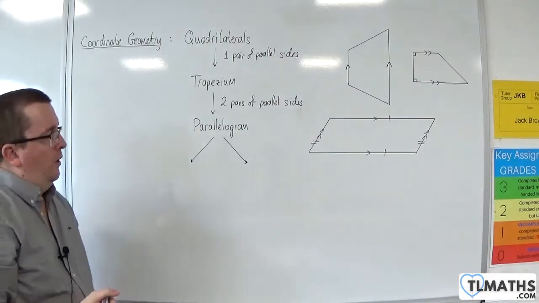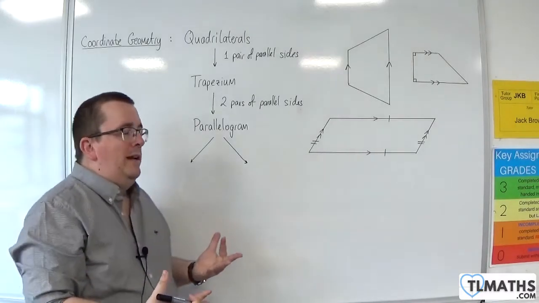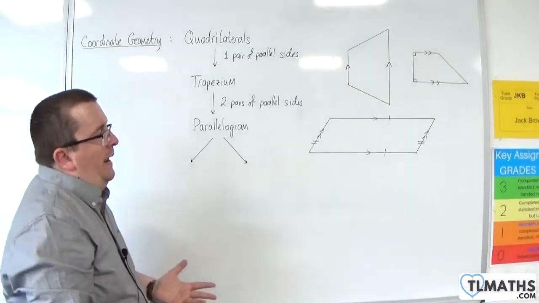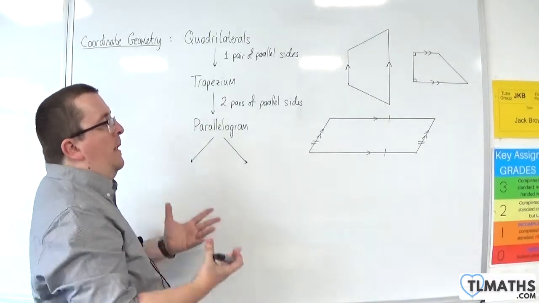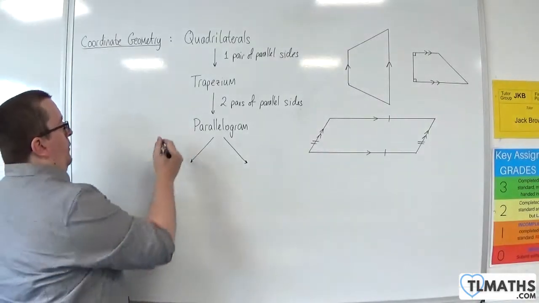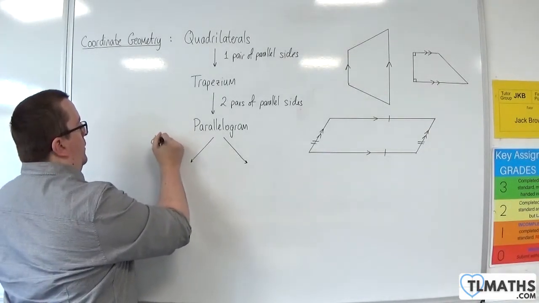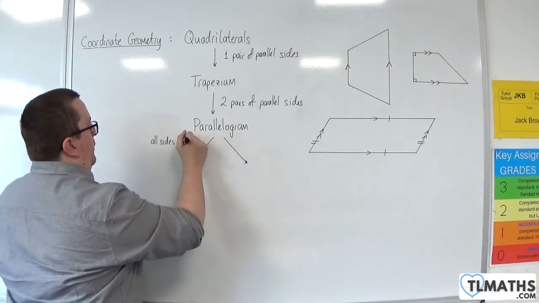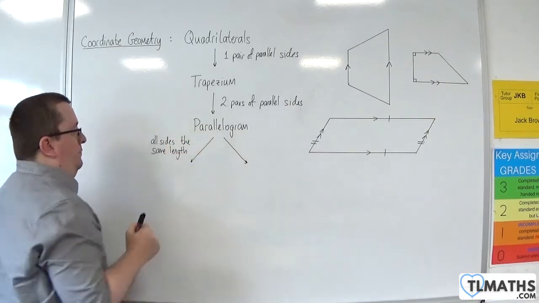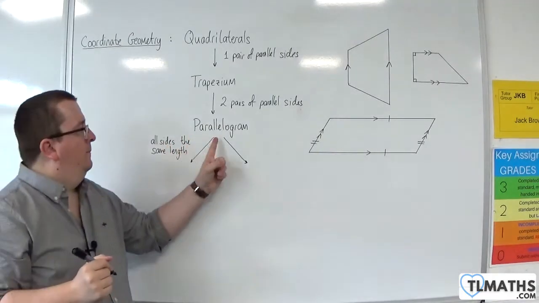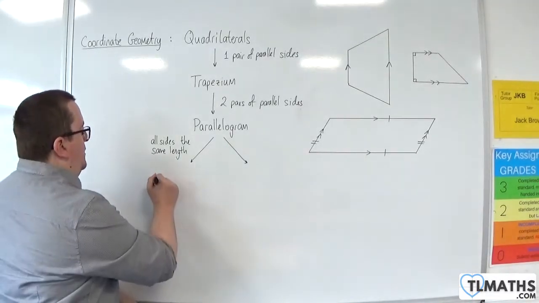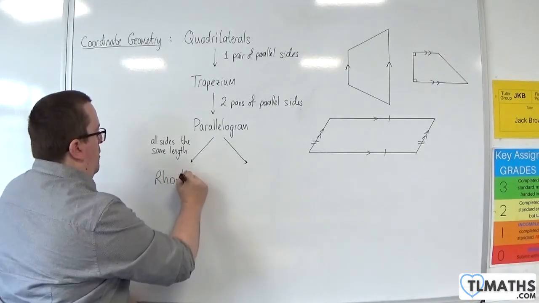Okay, because in order to make the parallelogram more specialized, what I could do is I could now say that all of the sides are the same length. So all sides the same length. Now if I make a parallelogram have all sides the same length, then we get a rhombus.